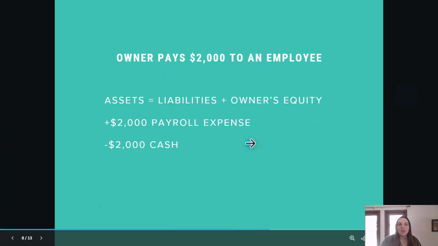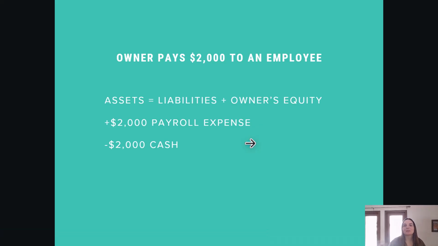Okay. The owner pays $2,000 to an employee. Now this gets a little bit more complicated once we talk about payroll, taxes, and that kind of thing. This is a very simplified version that we're going to go with for now. Does an asset change? Does a liability change, or an owner's equity account?